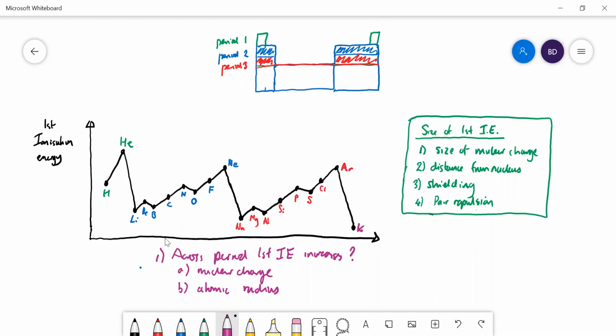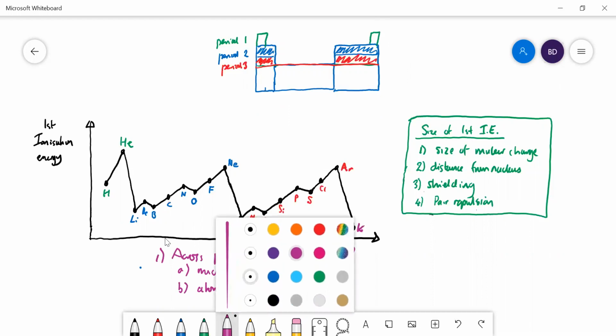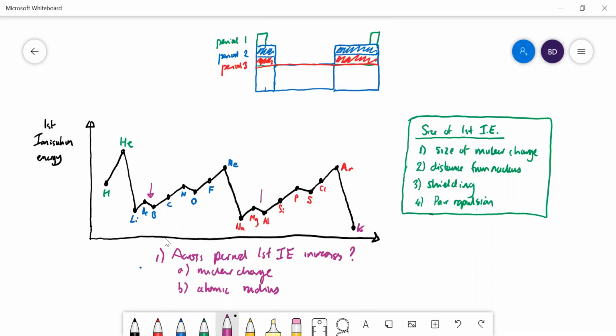Let's have a look at some other things that we might see. We have a blip, a decrease, from beryllium to boron and from magnesium to aluminium. The reason for that is you're not removing the electron from the s shell as you are with these ones. You are now removing the electron from the p shell. In that case it's 2p, in that case it's 3p. The p is a little bit further away from the nucleus than the s, so that accounts for that little dip.